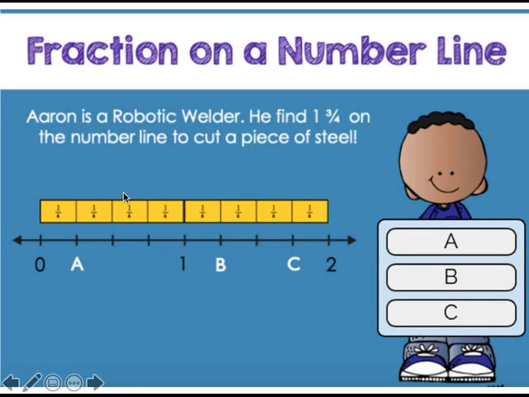A. Okay. Now, Aaron is a robotic welder. He needs to find 1 3/4 on the number line to cut a piece of steel. Where is 1 3/4? Do you think it's A? No, that's not even to 1 yet.